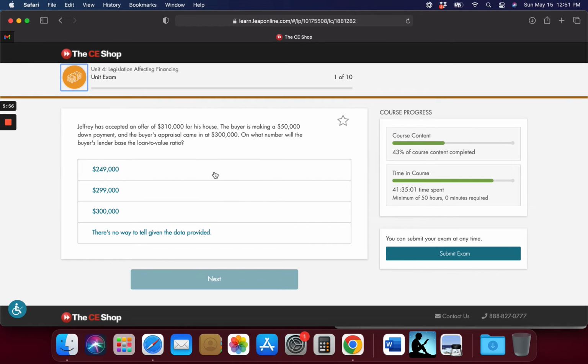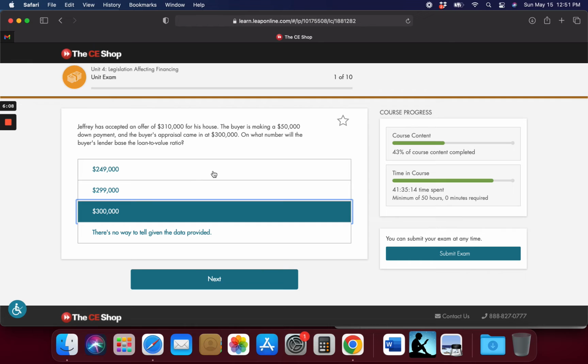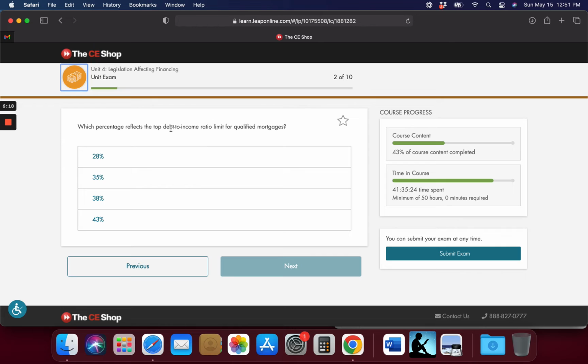Okay. Let's see. All right. On what number will the buyer's lender base the loan-to-value ratio? They usually go for the lowest one, either the appraisal or the sale, but the bank will usually go for the lower one. All right, which percentage reflects the top debt-to-income ratio limit?